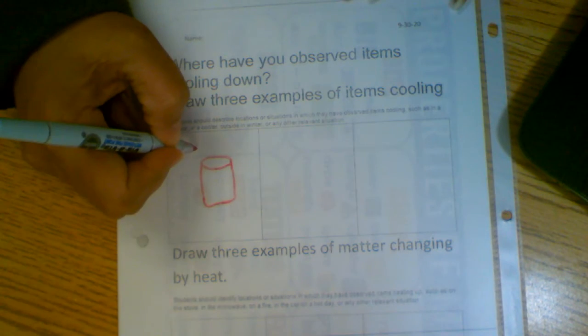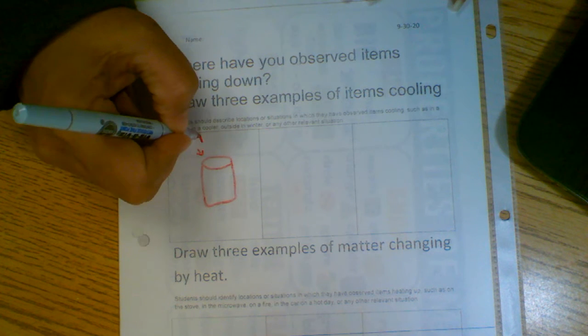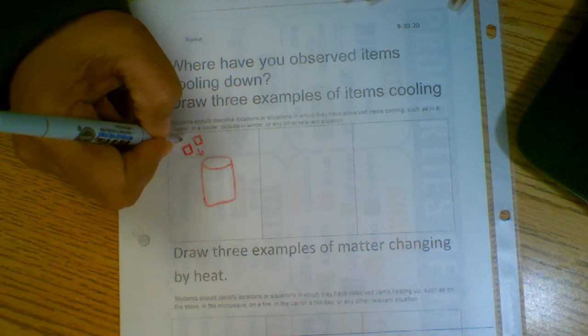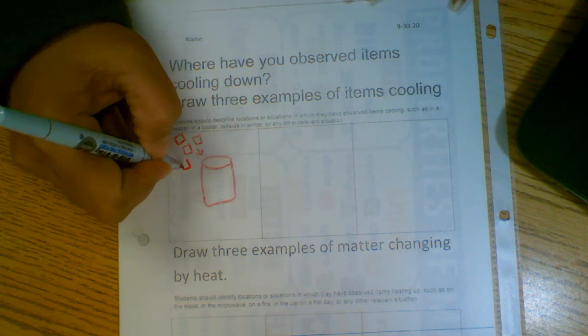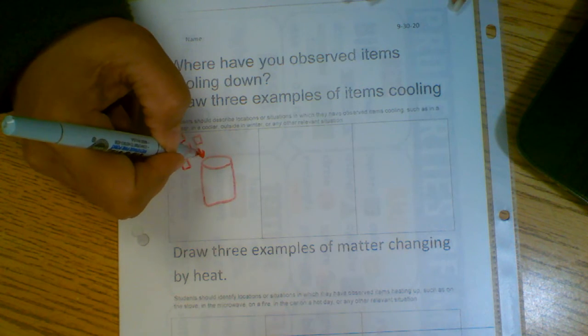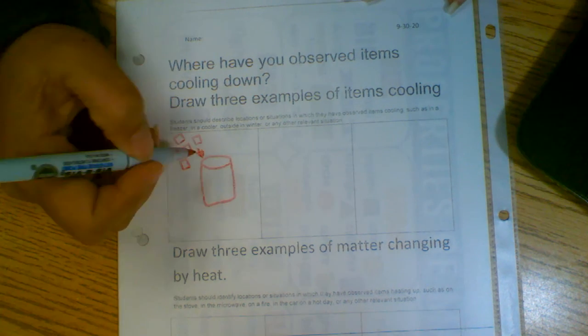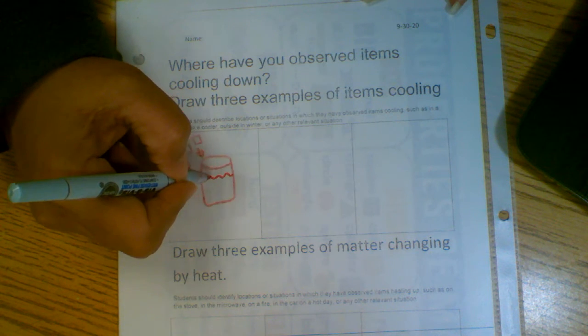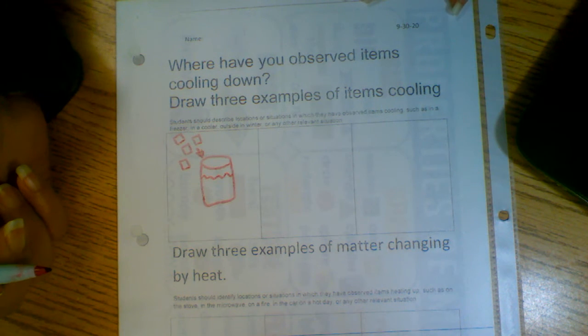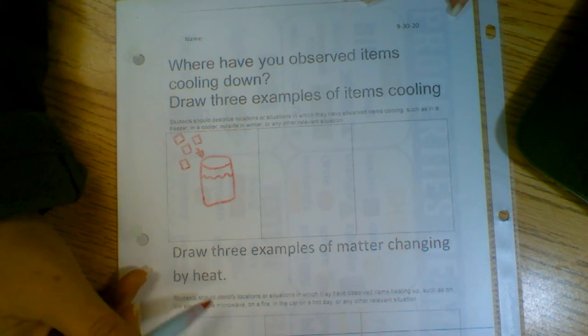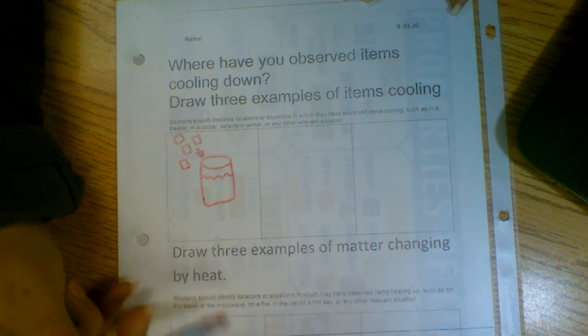So for example, if you have a glass of water and you add ice cubes to it, you are going to cool it down. If you add ice cubes to your drink, it cools it and it makes it nice and cold to drink. Then you're going to draw me 2 other examples on your own.